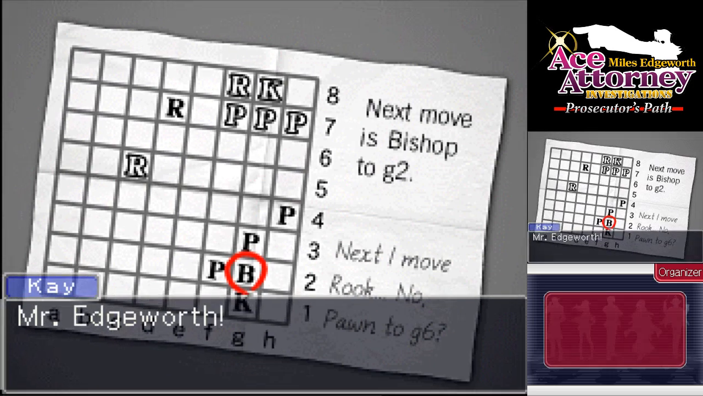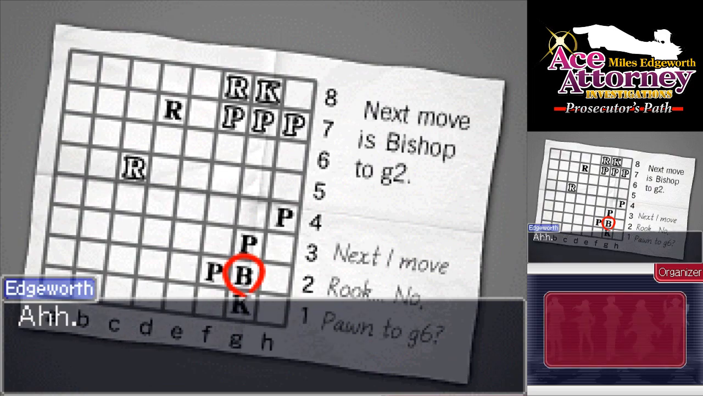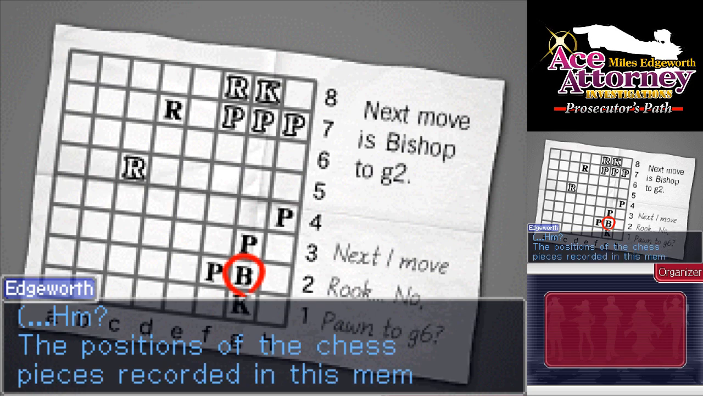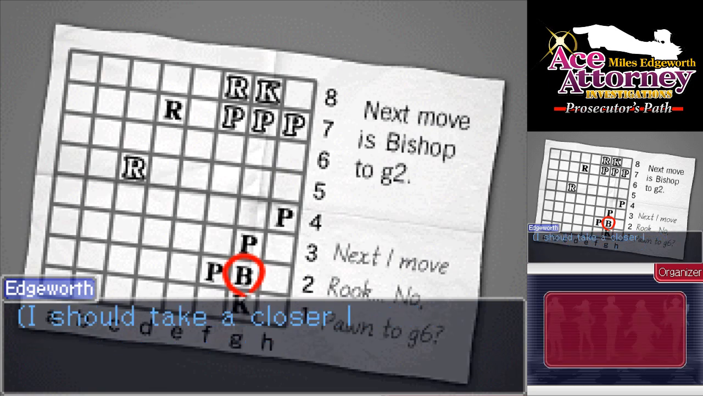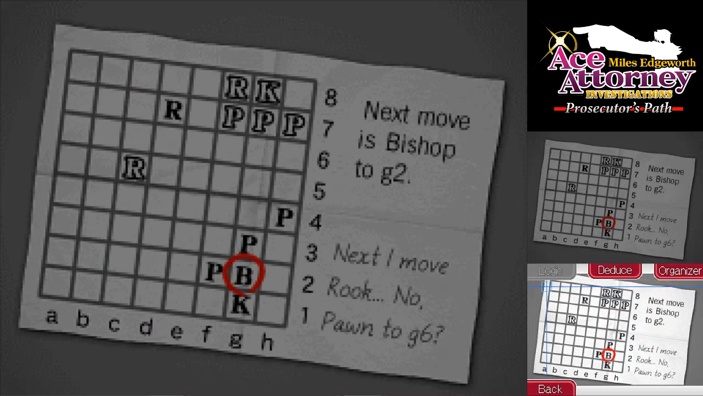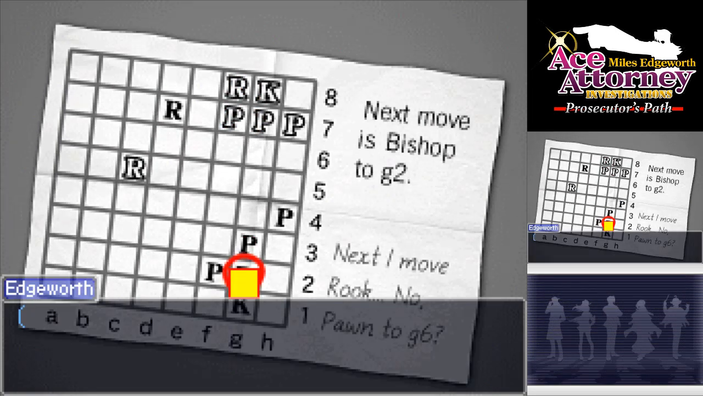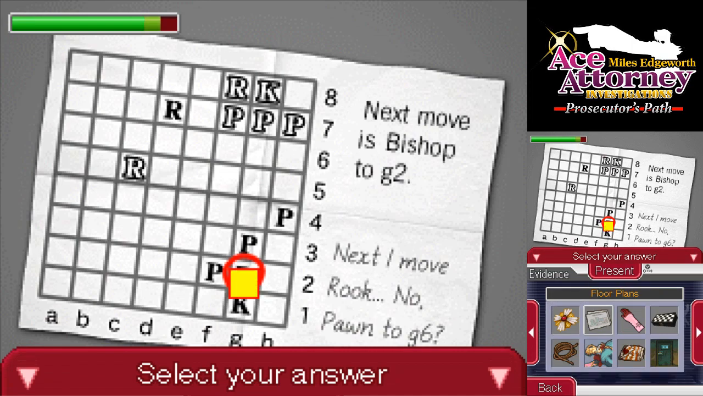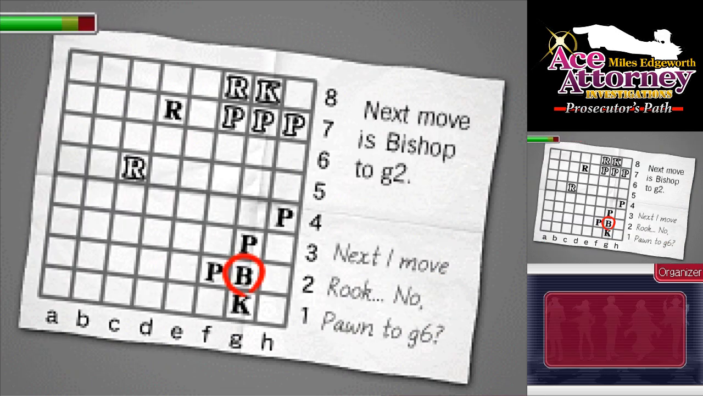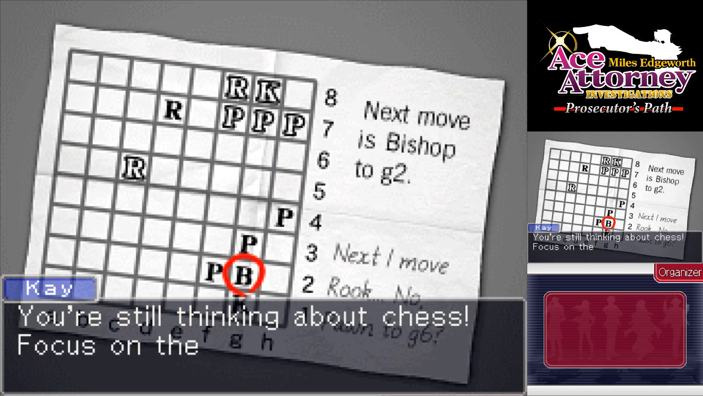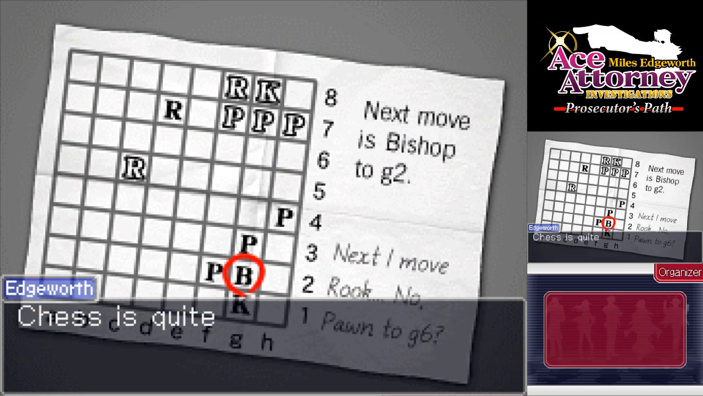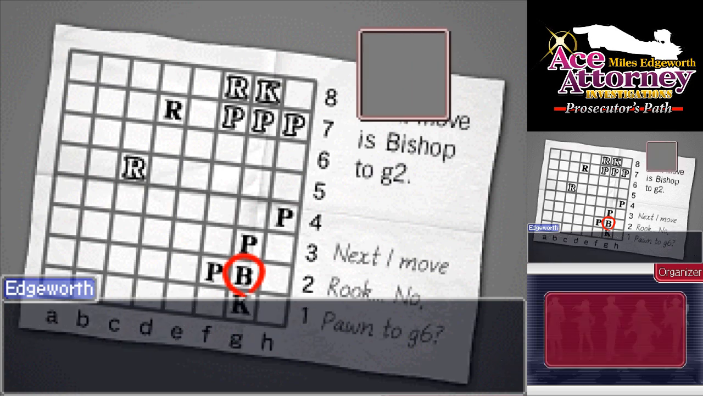No, actually before that. Mr. Edgeworth, this is no time to be playing chess. You're right. The positions of the chess pieces recorded in this memo, I feel that I've seen something similar somewhere else. I should take a closer look at the evidence I've collected. Okay, I know what the... This chess notation, I've seen it before. You're still thinking about chess. Focus on the investigation. Focus! Chess is quite important to this investigation.